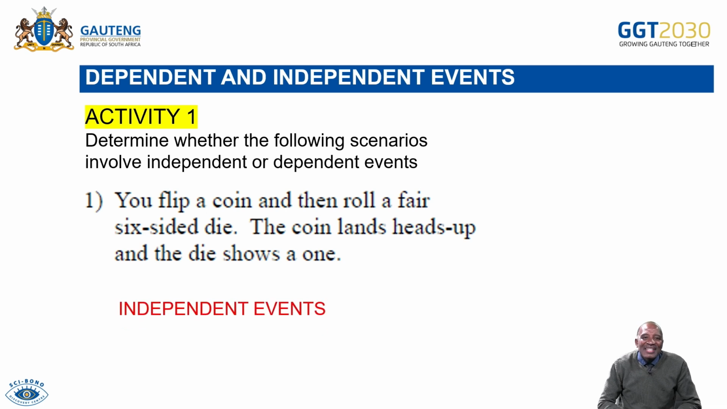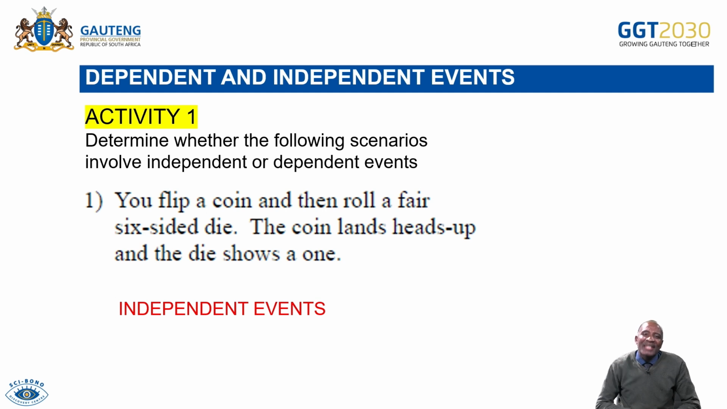Those of us who said independent events, well done. Why are we saying these are independent events? Because flipping a coin is an activity on its own. It has nothing to do with the rolling of your six-sided die. Our die does not contain a coin, neither does our coin contain a die. These are two separate events.